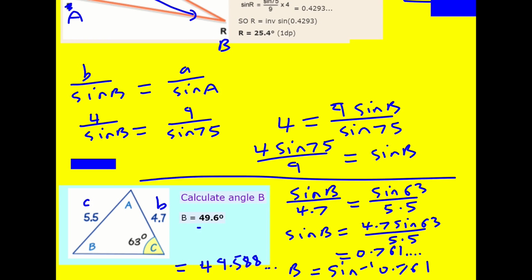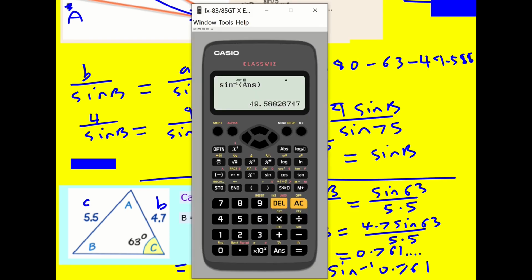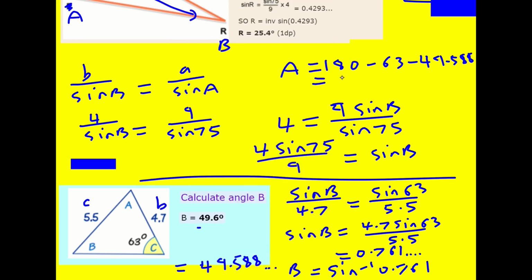And if we wanted to work out A, like to start with or afterwards, then we would just do A equals 180 minus 63 minus 49.588. And then we can just put that in our calculator. Again, answer button comes in useful, 67.41 or 67.4.